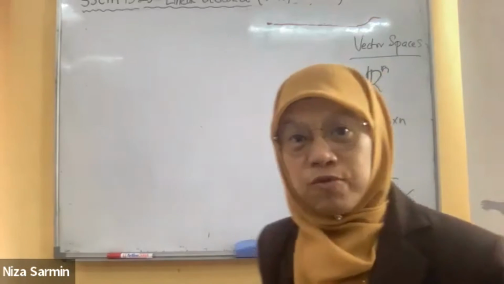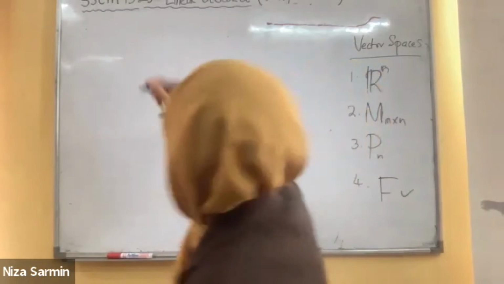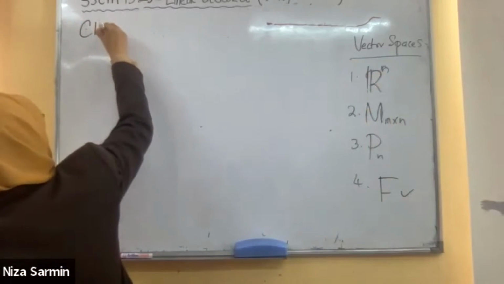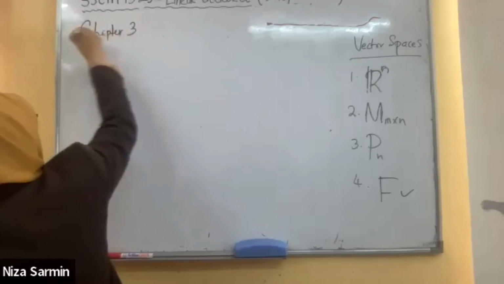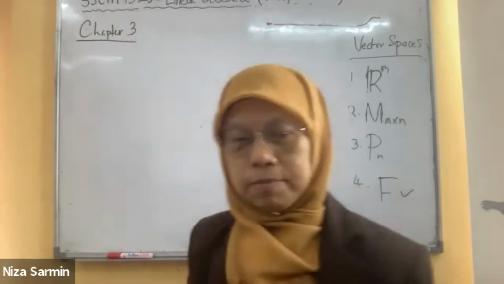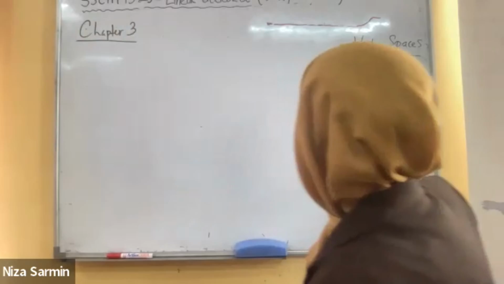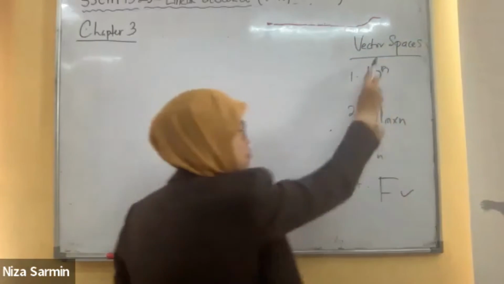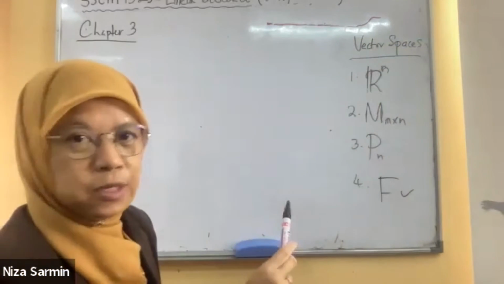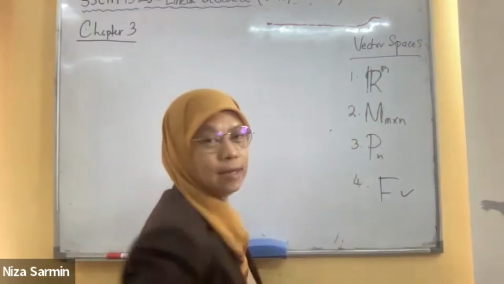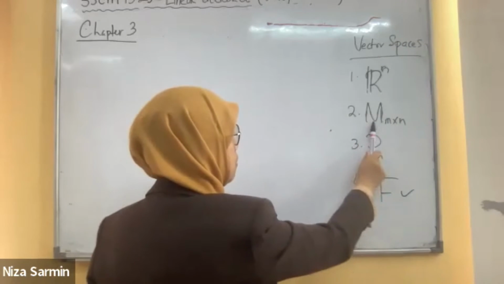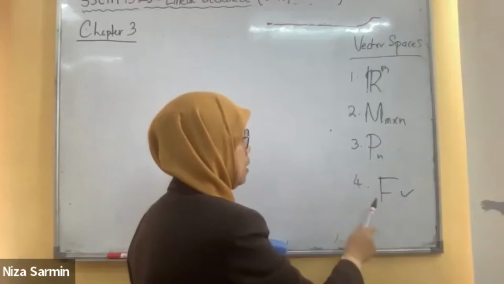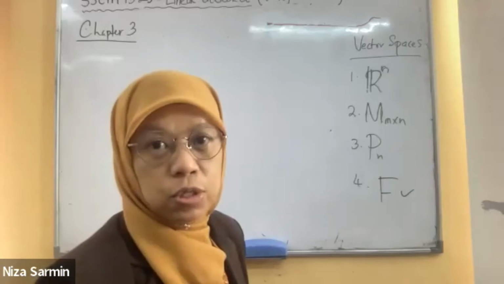So what do we have so far in chapter 3? Chapter 3 is a very long chapter. We have four different kinds of vector spaces, as we have seen before: Rn, m by n matrices, Pn polynomials, and continuous functions.